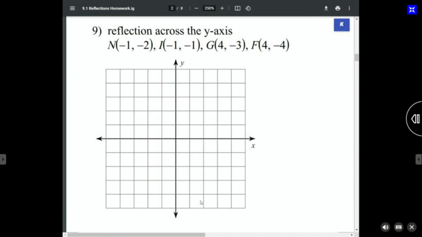Plot your coordinates. Make sure you label them. Then you got to do your reflection.